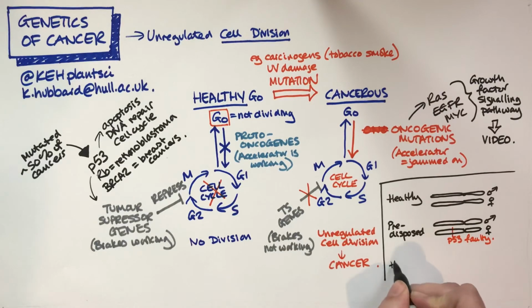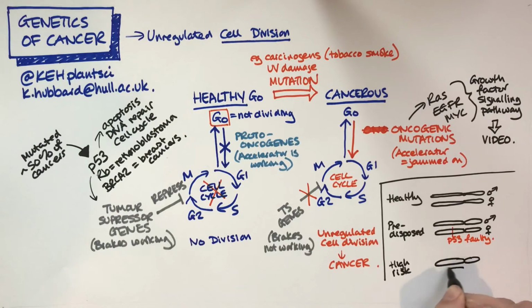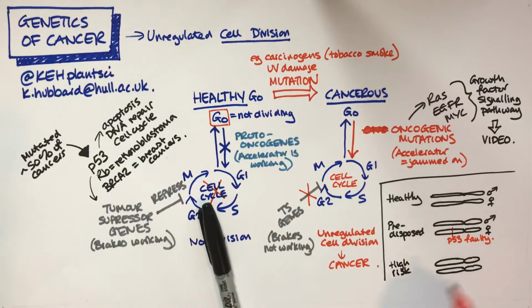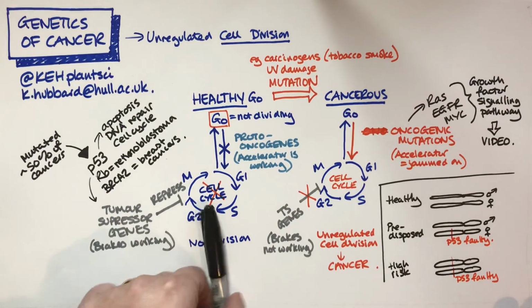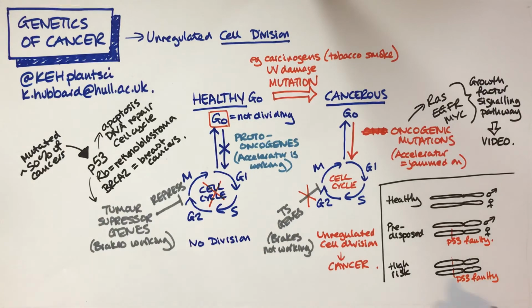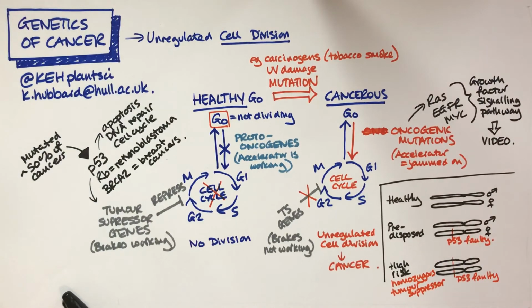If you then accumulate another mutation, so now both your chromosomes have got faulty p53, now you've got a really quite high risk of getting cancer. Both copies of p53 are not working. So if you become homozygous for a tumour suppressor, you are really at quite high risk of generating cancer because your p53 doesn't work anymore.